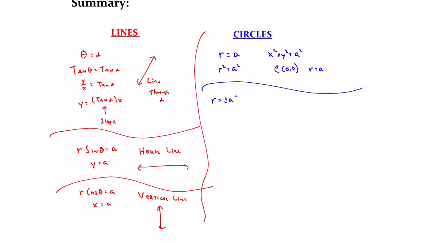We could also have r equals plus or minus a, doesn't matter if it's positive or negative, sine of theta. And so what we end up getting here is we would multiply both sides by r, and then convert that. So if we multiply both sides by r, you would get r squared is equal to plus or minus ar sine theta. And remember, r sine theta would change to y. And so what ends up happening is we change r squared to x squared plus y squared, and then r sine theta would be y.